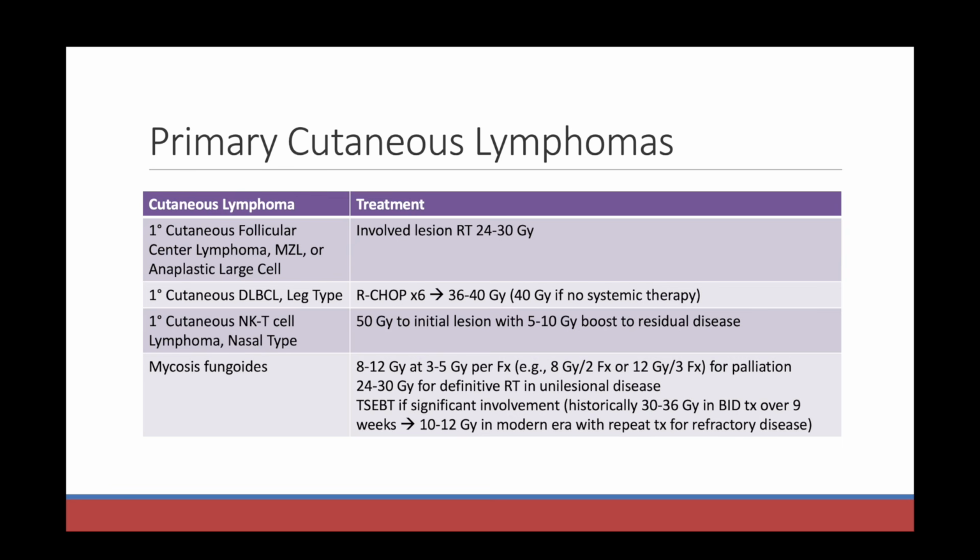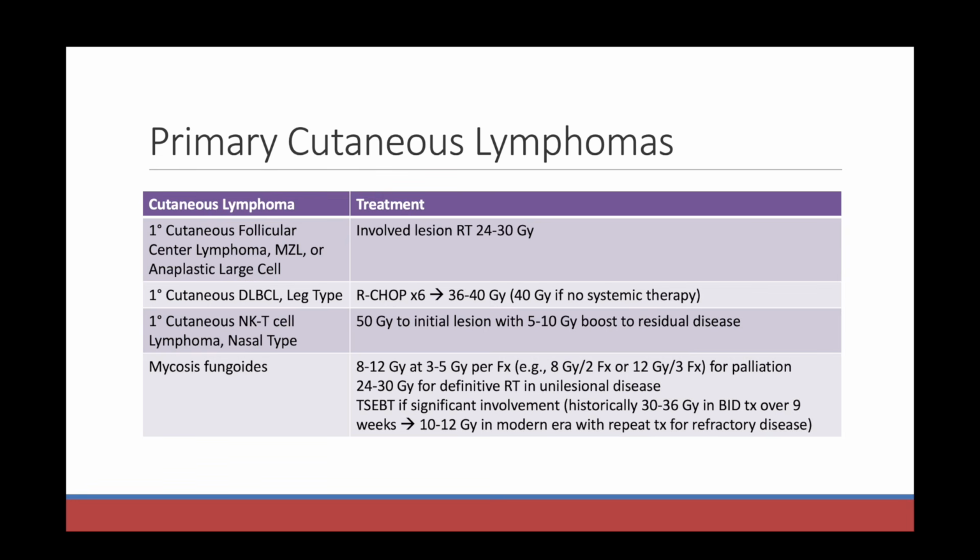And then we have some primary cutaneous lymphomas to keep in mind. For primary B-cell lymphomas that are more indolent histologies like follicular center or marginal zone lymphoma, we just treat the involved lesion to 24 to 30 gray. For primary cutaneous diffuse large B-cell lymphoma leg type, that's a particularly aggressive subtype of B-cell cutaneous lymphoma, and these patients need chemotherapy up front, so R-CHOP for 6 cycles, followed by 36 to 40 gray of radiation.